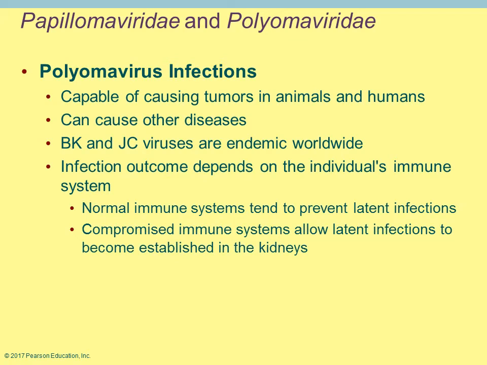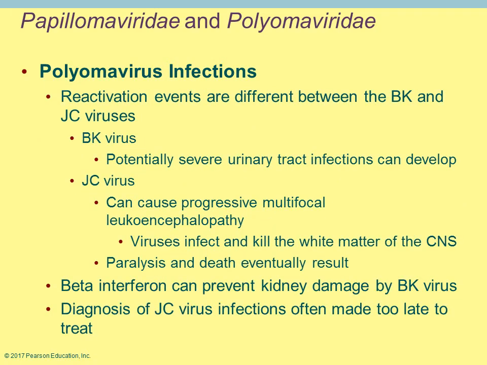Polyomavirus infections can cause tumors in animals and humans. Usually, a normal, healthy immune system will prevent any type of latent infection. If your immune system is compromised, however, then there often are latent infections, infections that remain dormant, oftentimes in the kidneys. The BK virus can cause severe urinary tract infections, and the JC virus tends to destroy the white matter of the central nervous system and eventually lead to death.